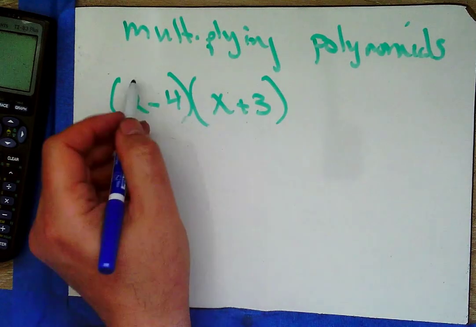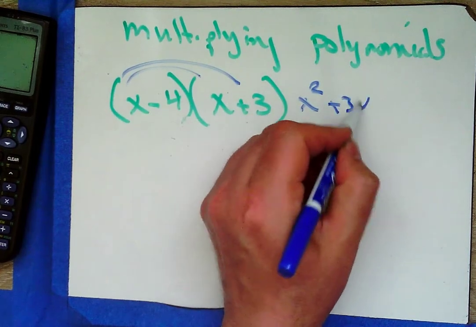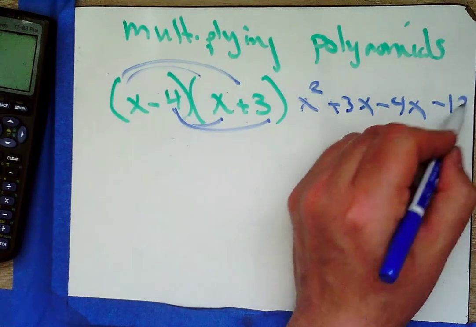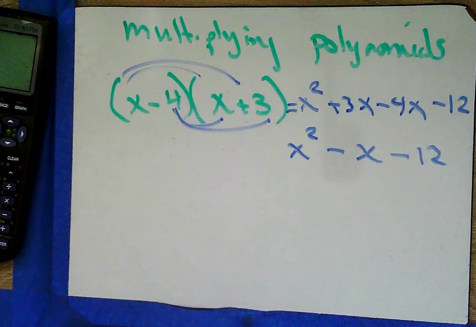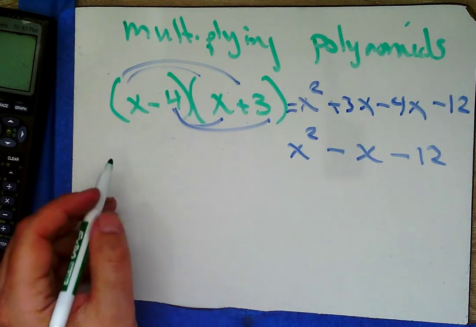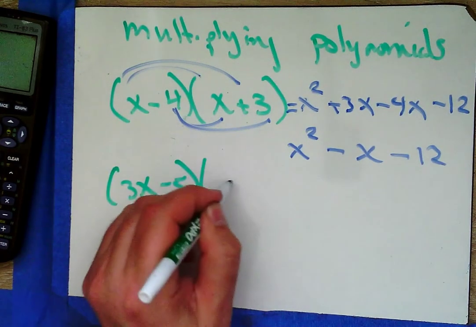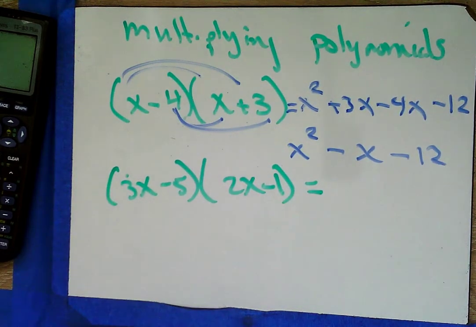Welcome back. So I've got x squared plus 3x minus 4x minus 12, or x squared minus x minus 12. Okay? We should be very comfortable with our foiling at this point in our math career. How about 3x minus 5, 2x minus 1? Okay, give that one a try.